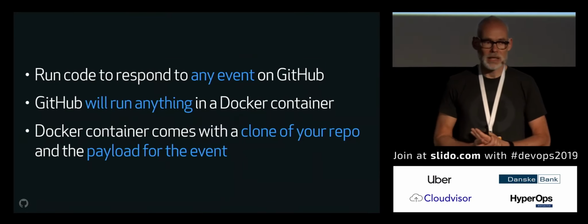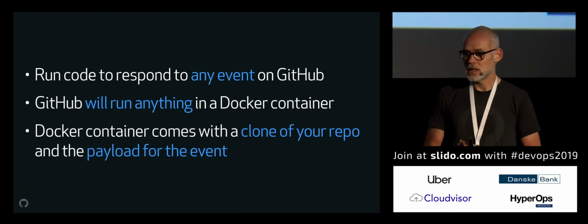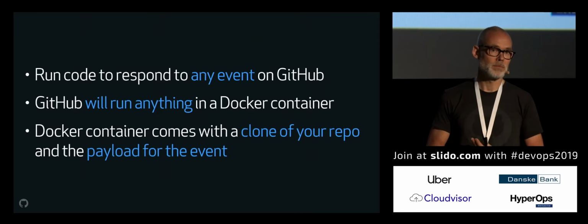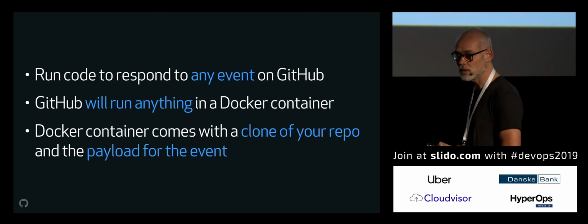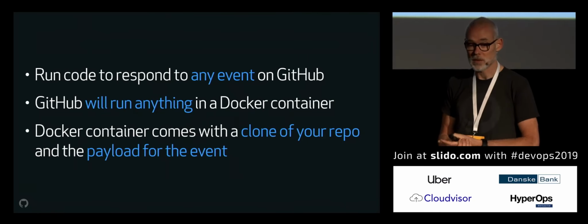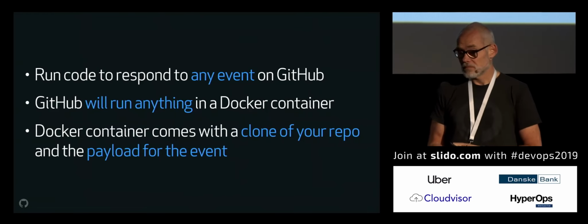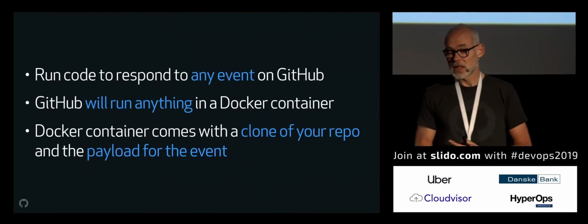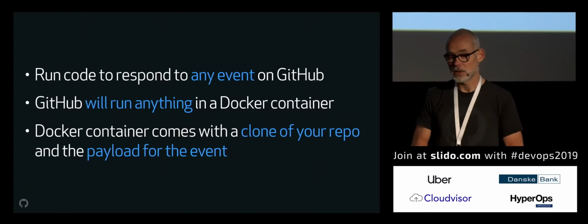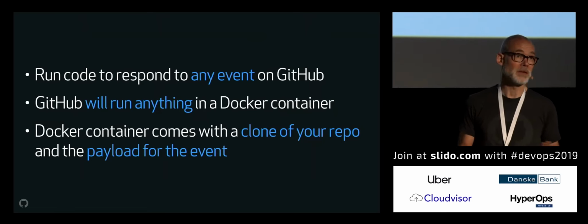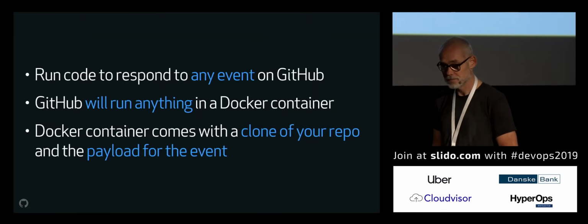We're also considering having recommendations. Let's say you create a JavaScript project. We can provide you with some kind of advice on how you can benefit from using actions in your workflows. And like I showed you, the Docker container comes with a clone of your repo, so it has a copy of the repository, so you can use the code in your actions, and it has the payload of the event, which provides a lot of valuable information that you can use in your actions.